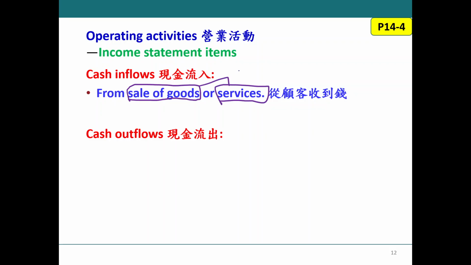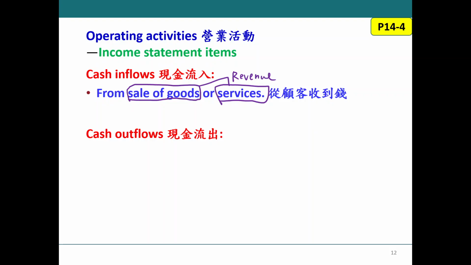So you can earn the revenues. Service revenues, sales revenues, right? So based on these data, we try to know cash inflows. Usually that's it. But we have two special items. Maybe we will put them into operating.